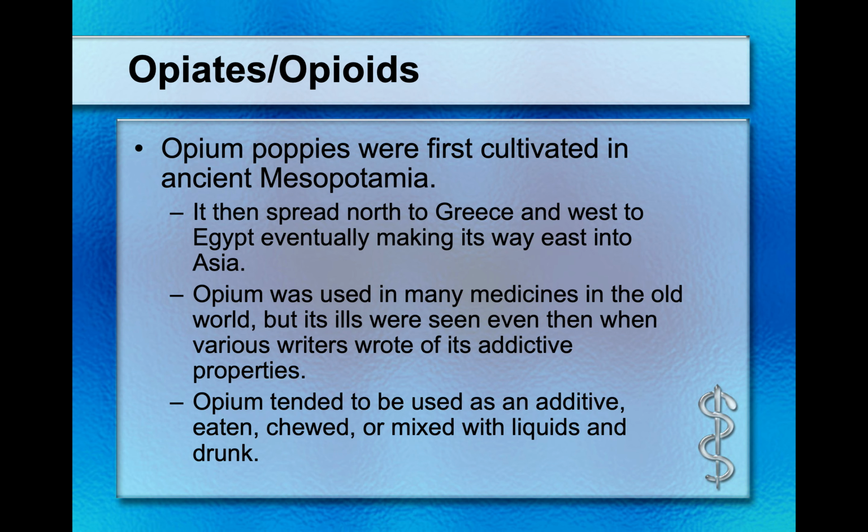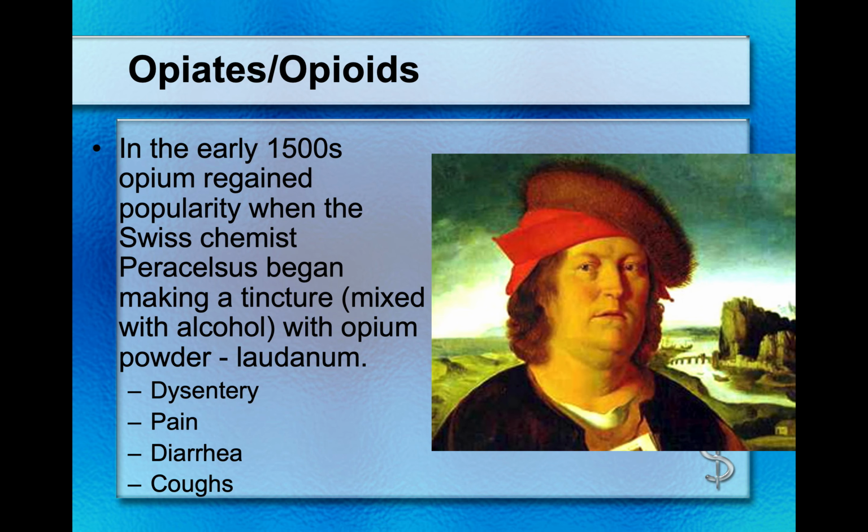Opium tended to be used as an additive. It was eaten, it was chewed, or it was mixed with liquids and drunk. In the early 1500s, opium regained popularity when the Swiss chemist Paracelsus began making a tincture. A tincture is something mixed with alcohol. The alcohol makes it a tincture with the opium powder, and this he called laudanum. Laudanum was used for dysentery, pain, diarrhea, and coughs. And it worked. It actually took care of all 4 of these problems.